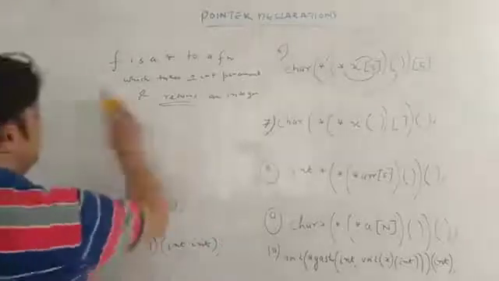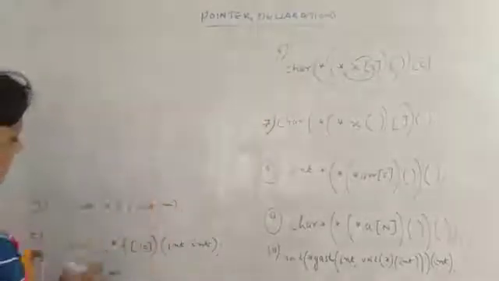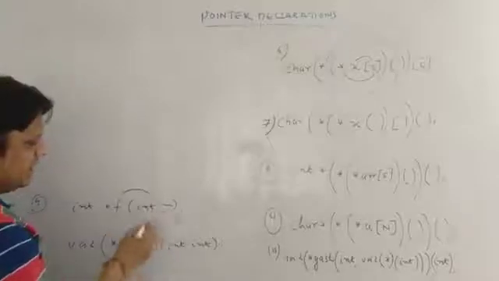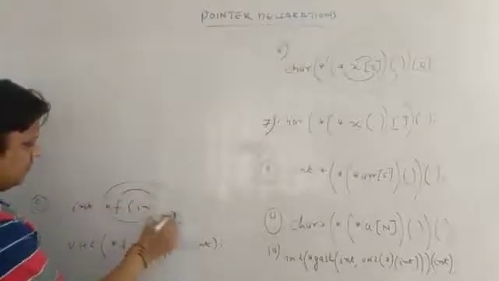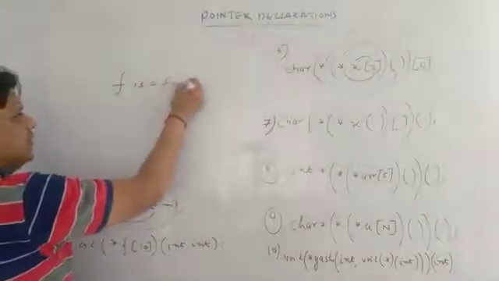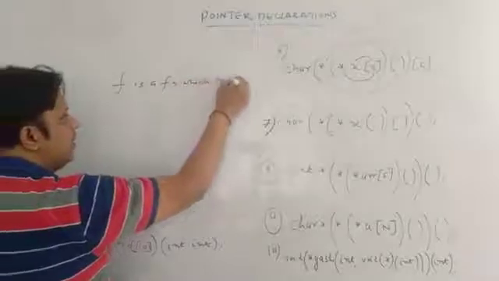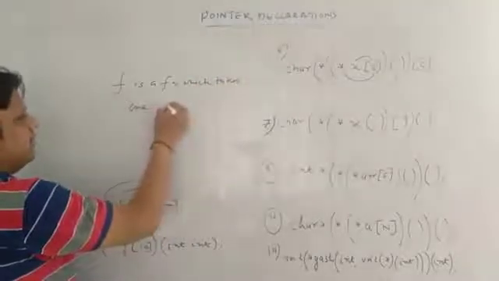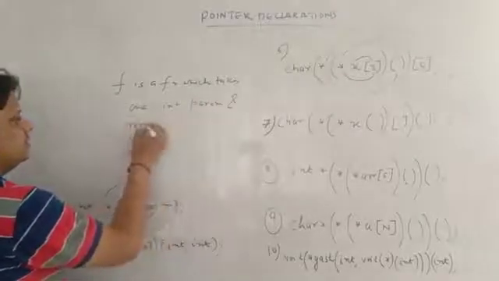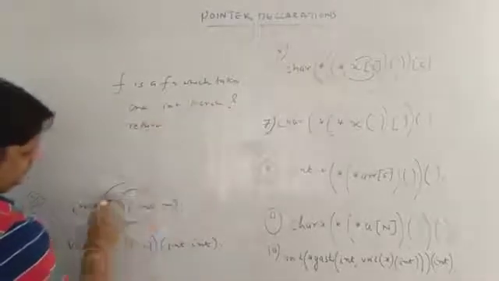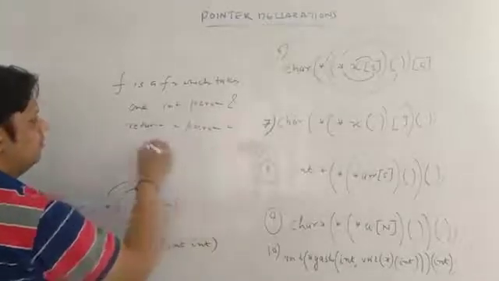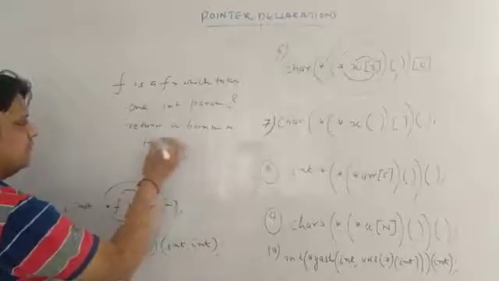Now moving on to the fourth statement. See, this f is not in a bracket. So what is f? f is a function which takes one int parameter and returns a pointer to integer, right?